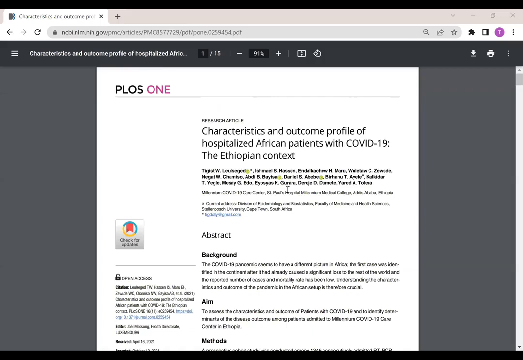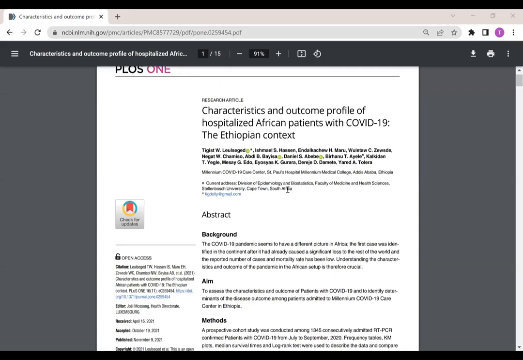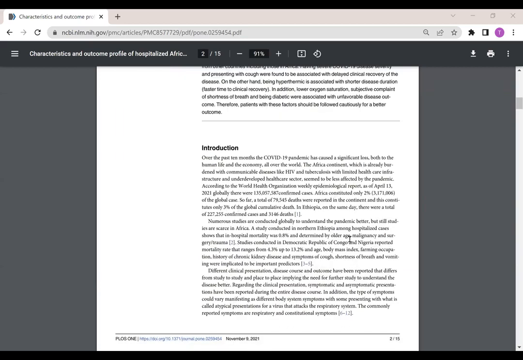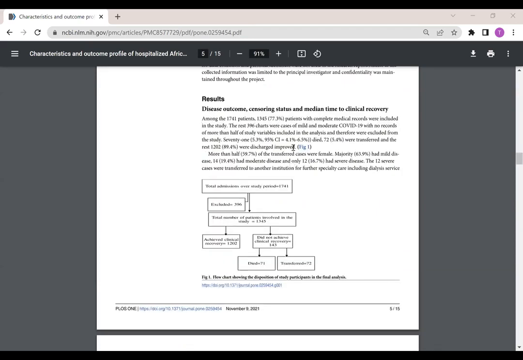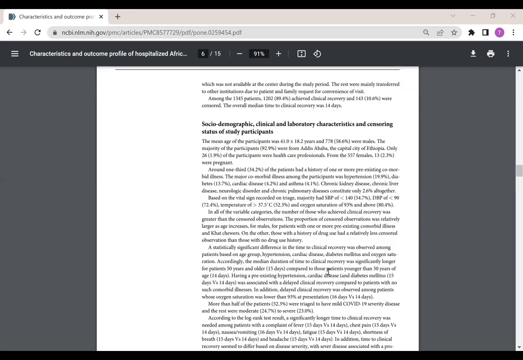A study on characteristics and outcome profile of hospitalized African patients with COVID-19, the Ethiopian context. This is one of the articles that we wrote. And just to show you the results, here we have presented the socio-demographic, clinical, and laboratory characteristics of the participants and censoring status. It's partly survival analysis.